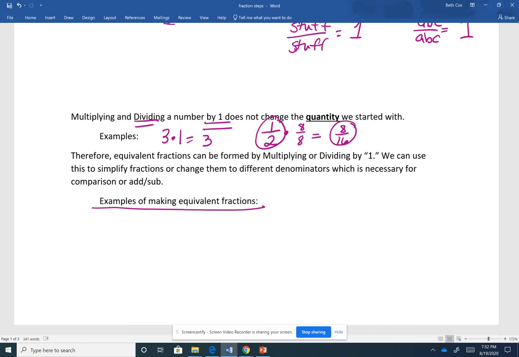So I could start with, say, 10 over 40, and I could divide both of those by 10. And remember, this is 1. Dividing by 1 doesn't change what you have. And I get 1/4. These two are the same. They're the same quantity.